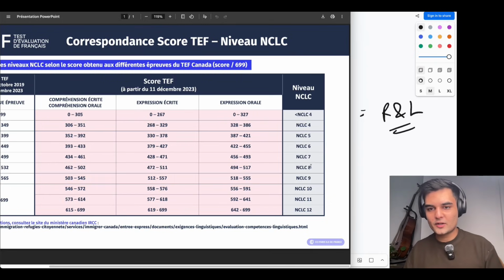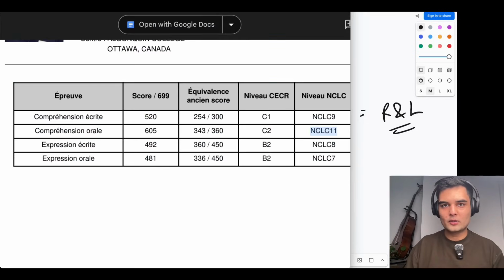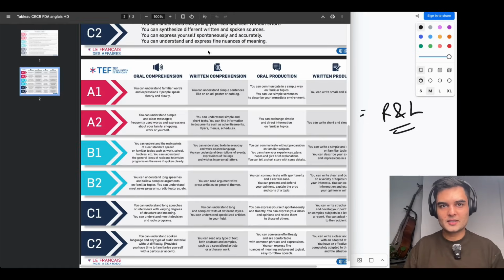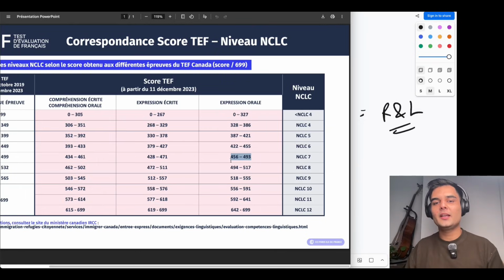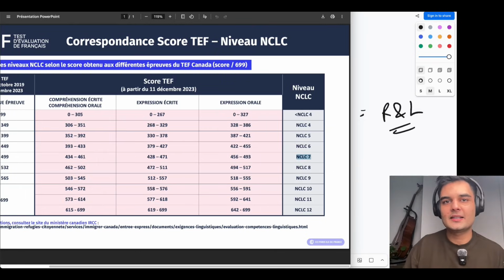Okay, so whatever the score is, if you want to get CLB 7, you need between 428 to 471 in expression écrite, which is writing, and you need 456 to 493 in speaking. Alright, same thing. If I go back to the score, expression orale 481, okay, which is 456 to 493. That is why he has NCLC 7.